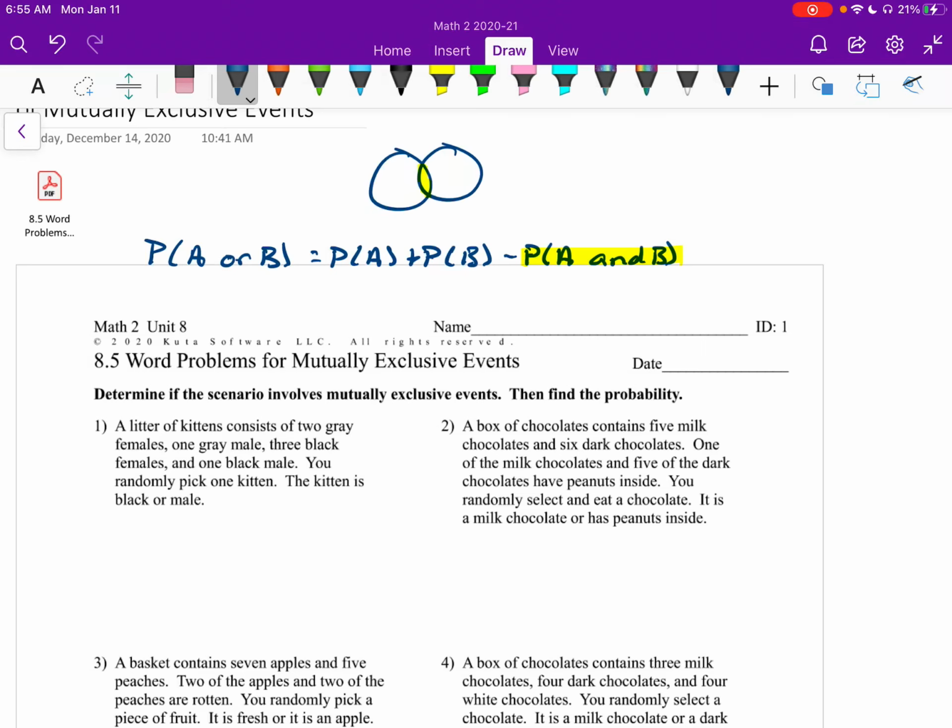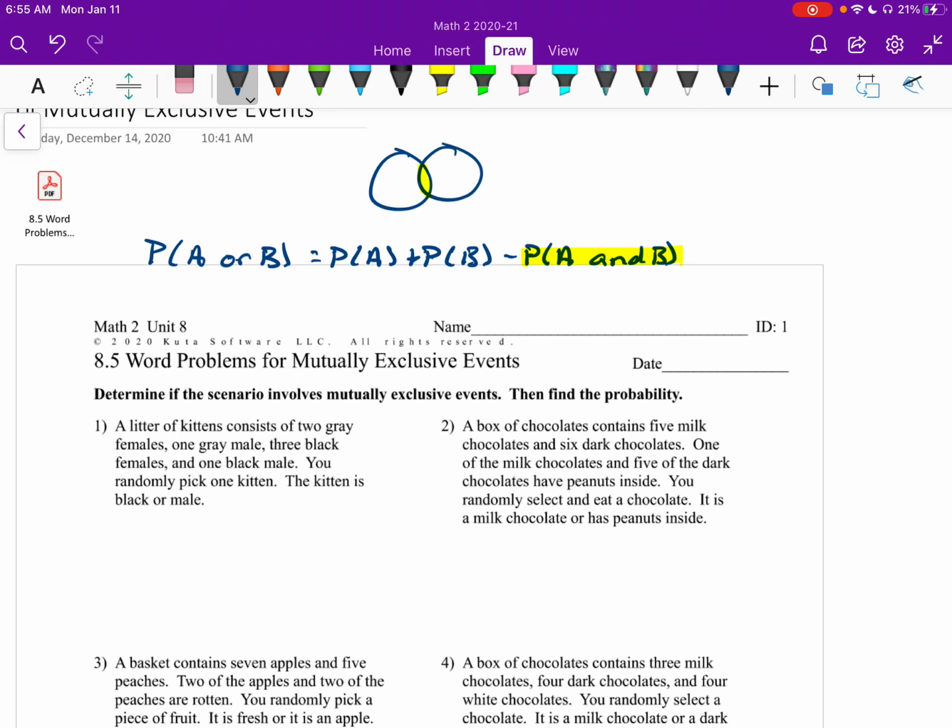Okay, 8.5 word problems for mutually exclusive events. So we're still going to be using the idea of the formula that I have written. Probability of A or B is probability of A plus probability of B minus probability of A and B. Right, and I talked about the Venn diagram the other day about how we have to subtract out the double counted stuff. And I think that'll make a little bit more sense today.